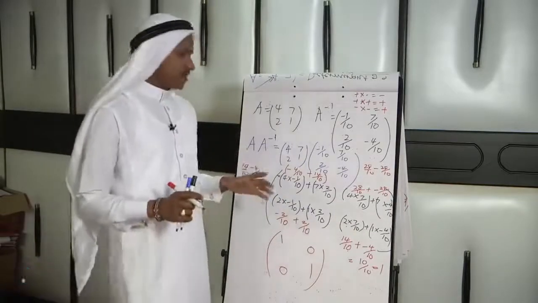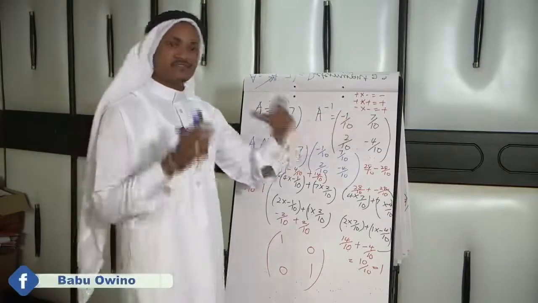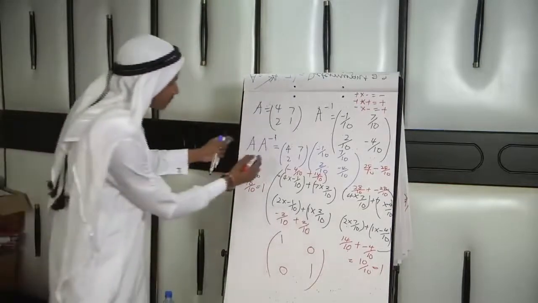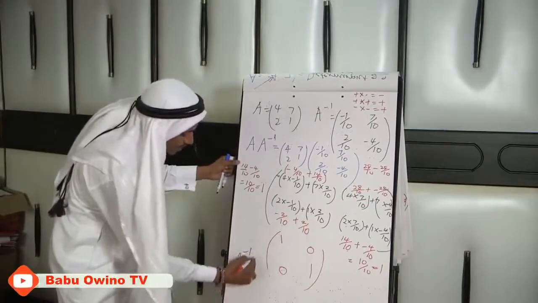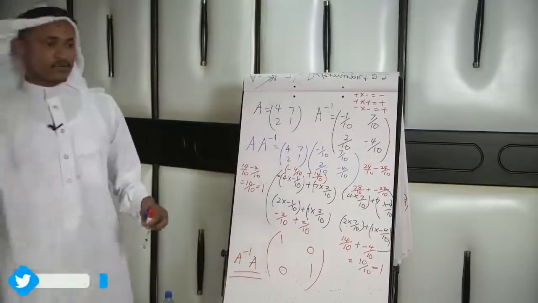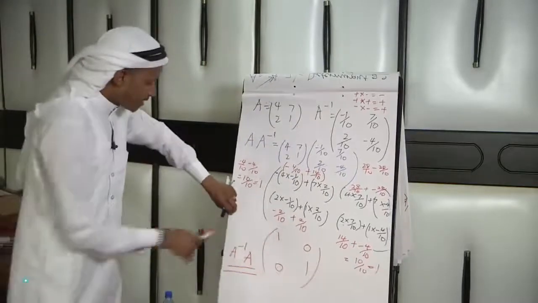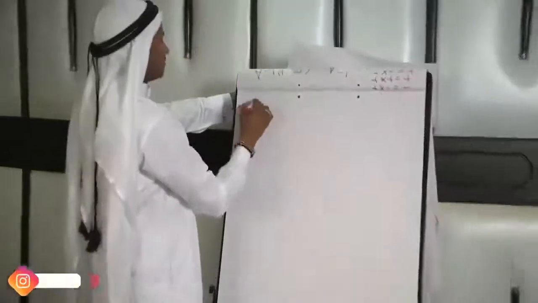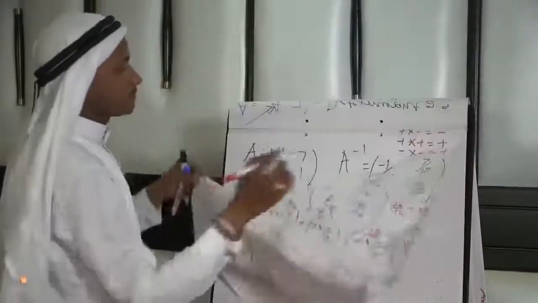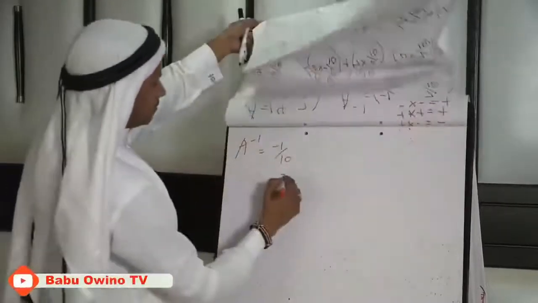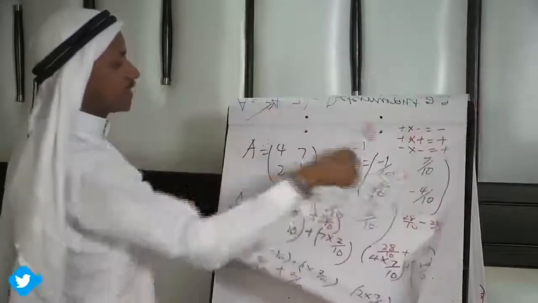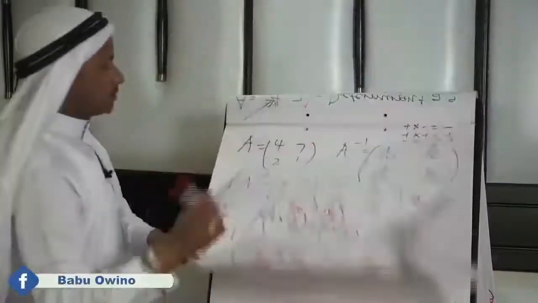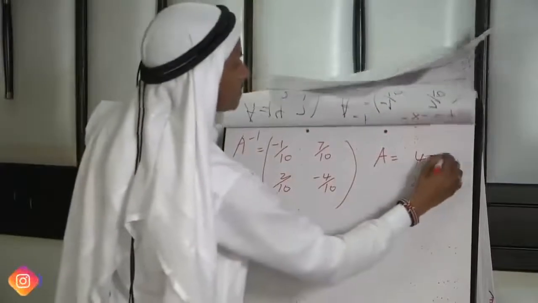We want to see what happens if you pre-multiply by the inverse first. In this case, we multiplied A by A inverse. What if we want to multiply A inverse, look here class, by A? Let's see if we also get the same answer. Our A inverse is minus 1 over 10, 2 over 10, 7 over 10, and lastly minus 4 over 10. And our A is 4, 2, 7, 1.